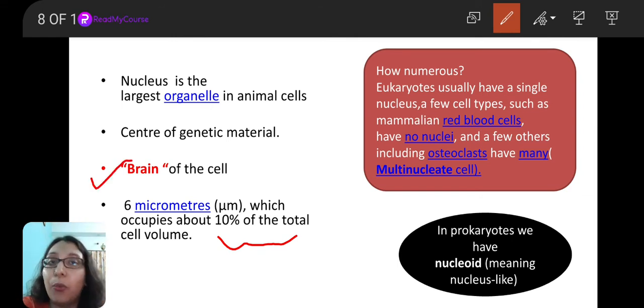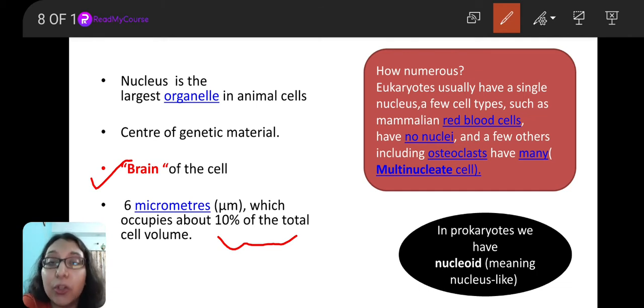I have already said in my earlier classes, it is referred to as the brain of the cell. Why is it known as the brain of the cell? Because all the functions are coordinated from the nucleus. All the functions at the cellular level, even at the level of the human body, start with the nucleus. That is why it is known as the brain of the cell. And you already know that it is the center which contains all the genetic information in our body.